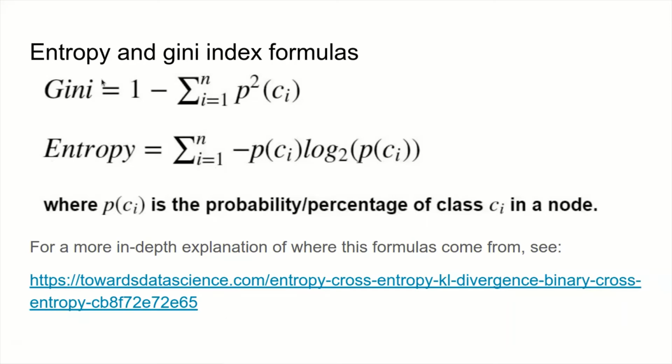So notice here that the notation tells us that P(ci) is the probability or percentage of class ci in a node. And notice as well that the branches of a node are its possible outcomes. So this is the sum over the probability of getting each possible outcome in that node. Okay.